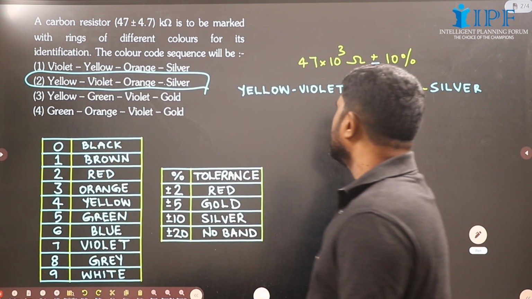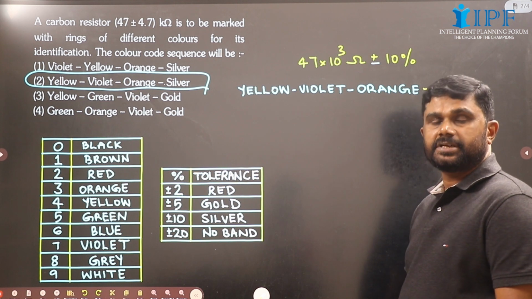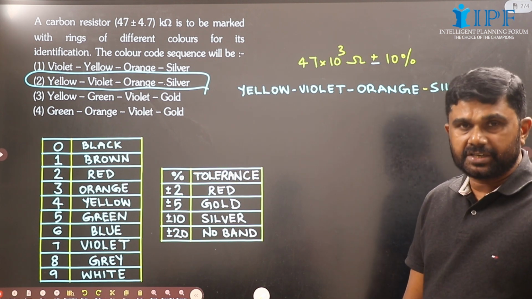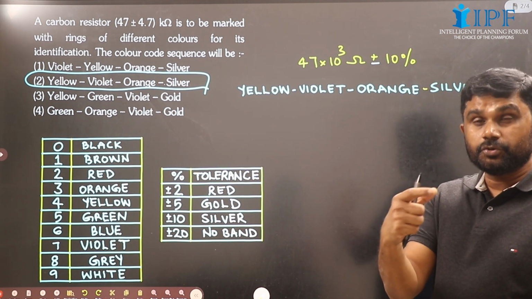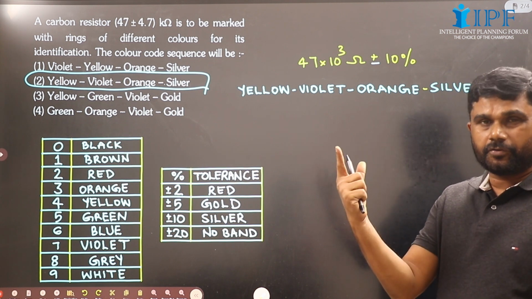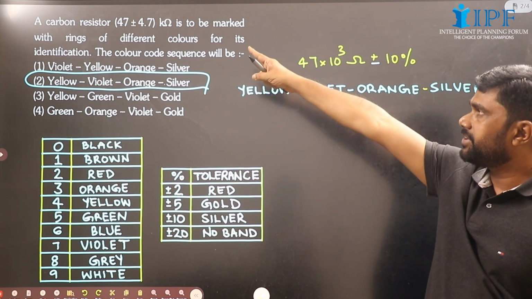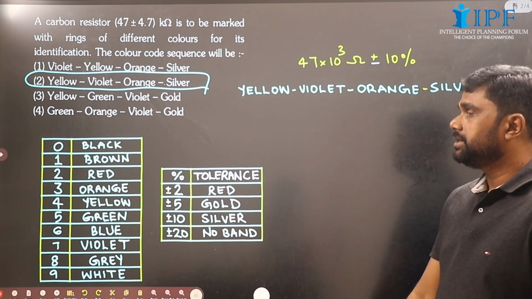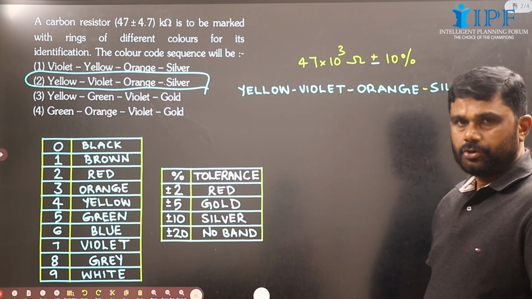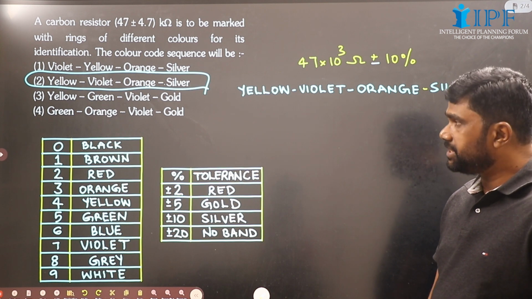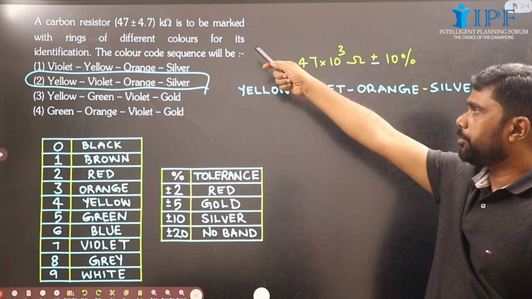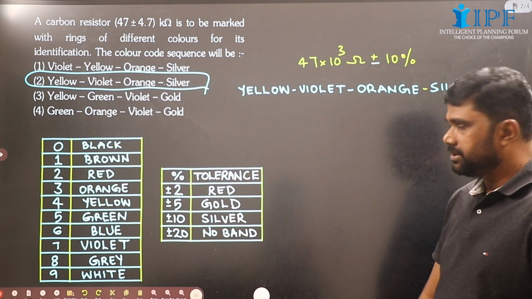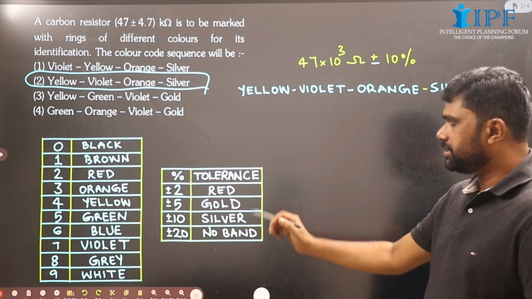See, the first two bands represent the first two significant digits. The third band will give you the decimal multiplier or the power of 10. Here we have kilo ohm, meaning 10 raised to 3, so the third band must represent 3, or orange. The fourth band will give you the percentage tolerance. Here we have 4.7, which is 10% of 47, so it must be 10%, or silver.